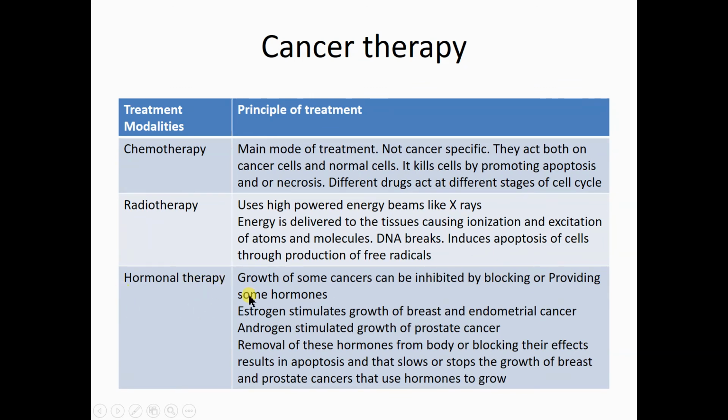Then hormonal therapy. The growth of certain cancers requires certain hormones only. So if we remove that hormone from that particular tissue or the blood, it will inhibit the growth of that particular cancer cell. Like estrogen stimulates the growth of breast and endometrial cancer, and androgen stimulates the growth of prostate cancer. If there is removal of this hormone from the body or a block of its hormonal effect, it will lead to apoptosis, because they are required for the growth of the cancer tissue. So it will lead to programmed cell death of the cancer tissue and slow or stop the growth of breast and prostate cancer. So this is the basis of hormonal therapy.